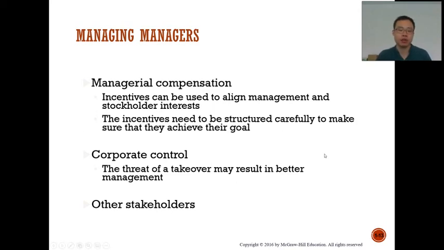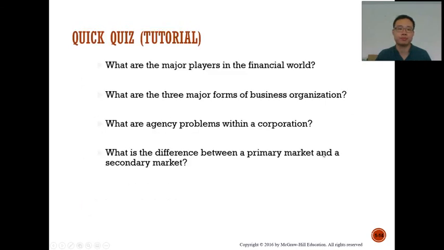Also, you can have the other stakeholders who help manage the managers. Well, this is the end of this simple chapter. It's about the different forms of businesses and the agency problem, the board of directors, and the basic and brief introduction of the goals of the corporation management. And there are some quick quiz questions that will be discussed in the tutorial session by the TA.